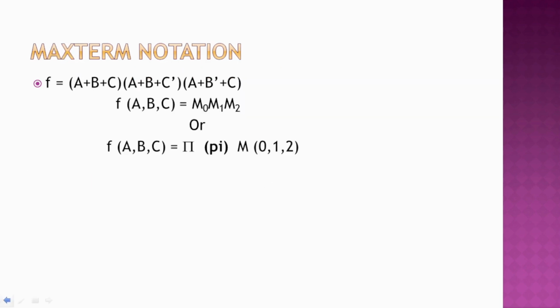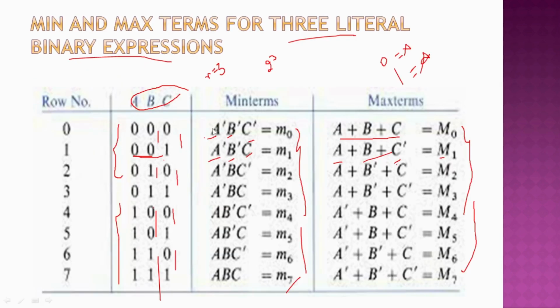This is the Maxterm notation. A plus B plus C. So A means here 0, B means 0, C means 0. Likewise A 0, B 0 and C dash means 1. A 0, B dash 1 and C 0. So this will be mentioned. These values will be compared with this truth table, with this column.